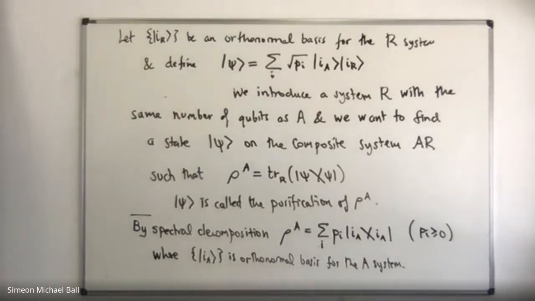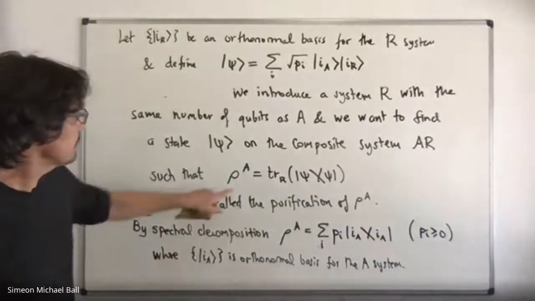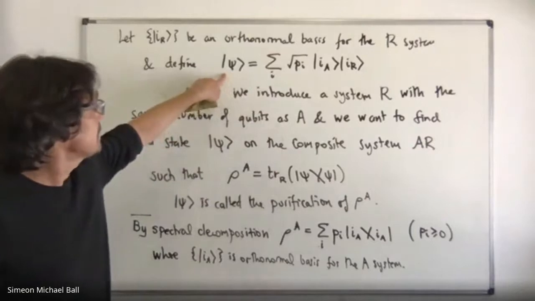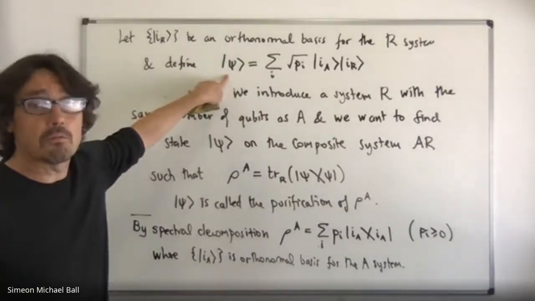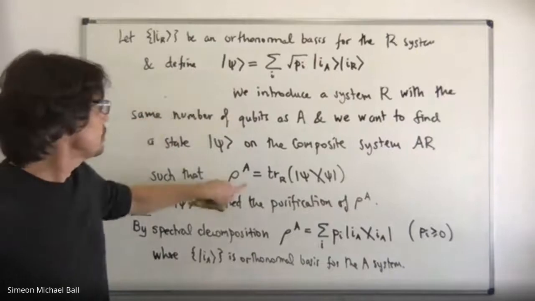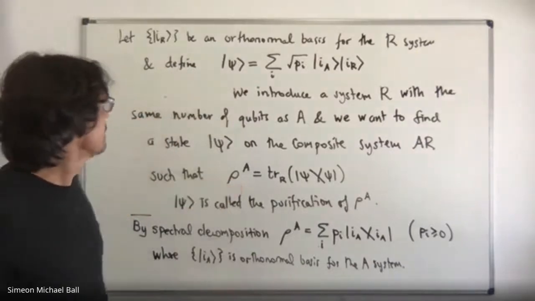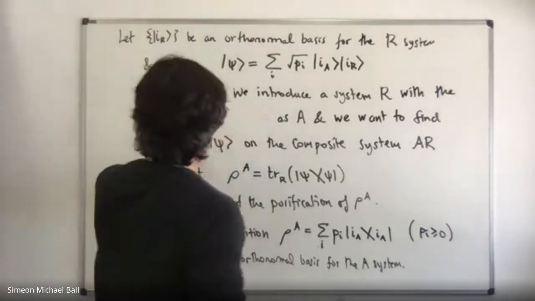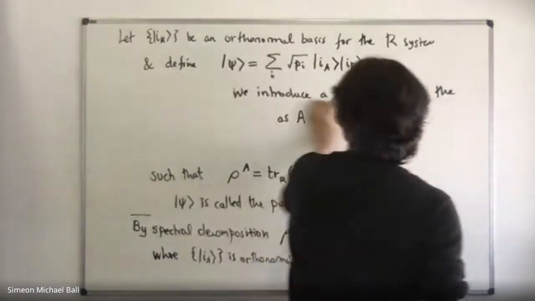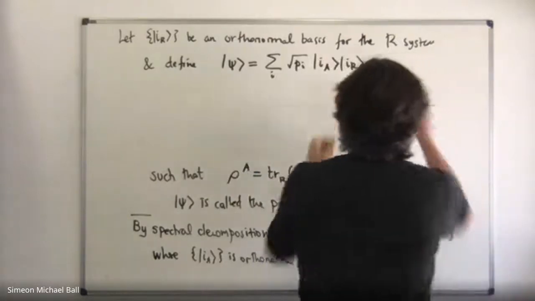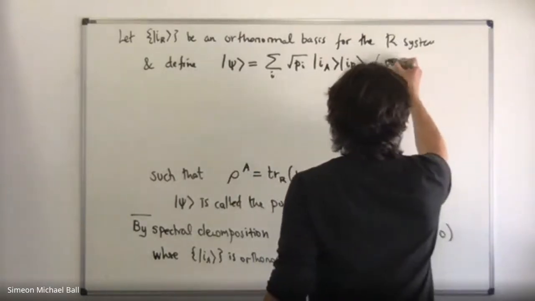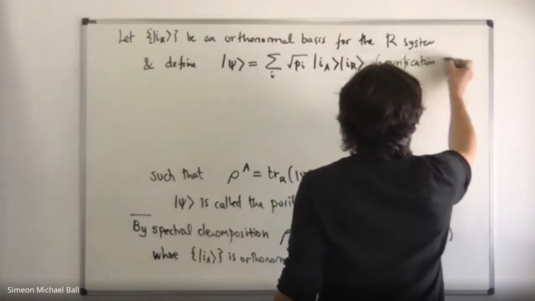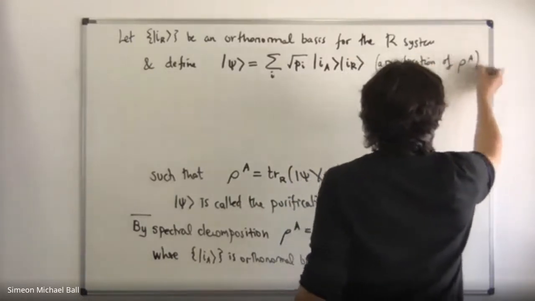And why does this work? Recall what we want is that when we trace over R of this density operator corresponding to this state, the pure state density operator corresponding to this state, we should get that rho A. So let's just check that. So this is our purification, a purification of rho A.